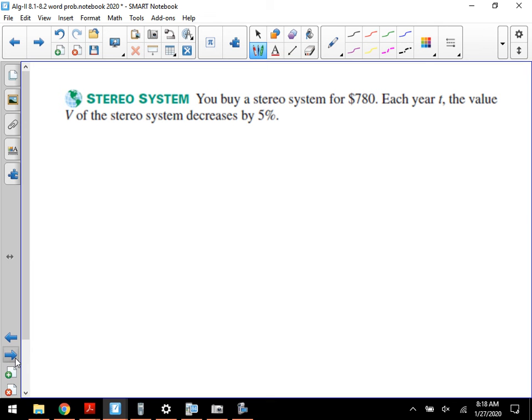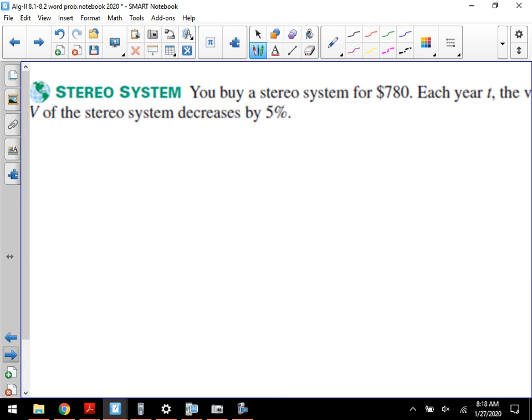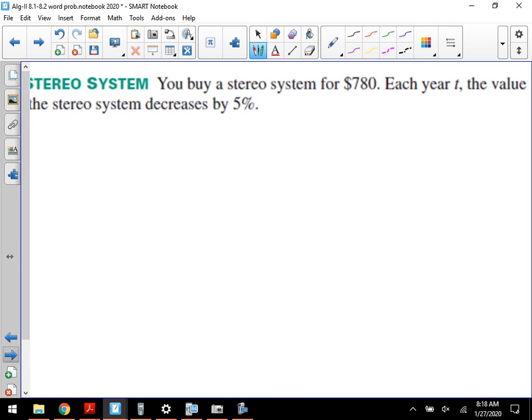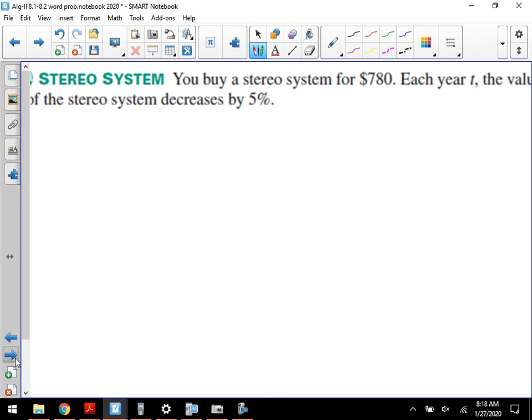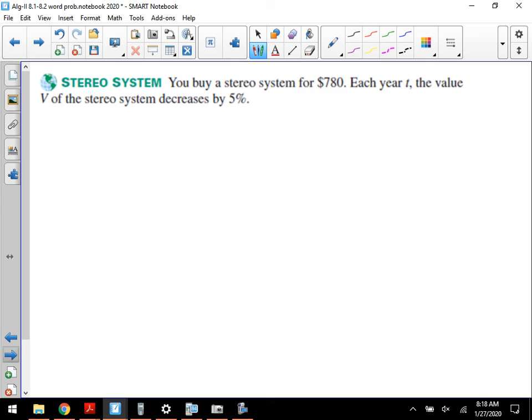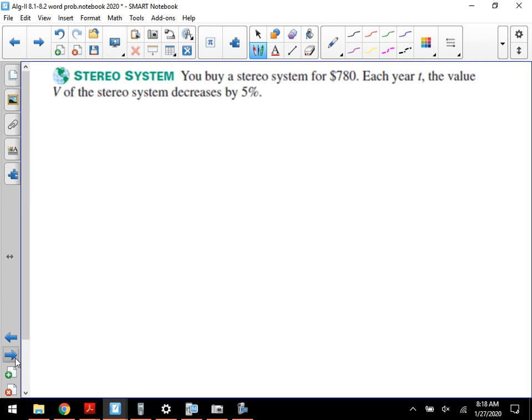Hey. How about this? A stereo system. You buy a stereo system for $780. Each year, the value of the stereo system depreciates by 5%. Please write a model that represents this.